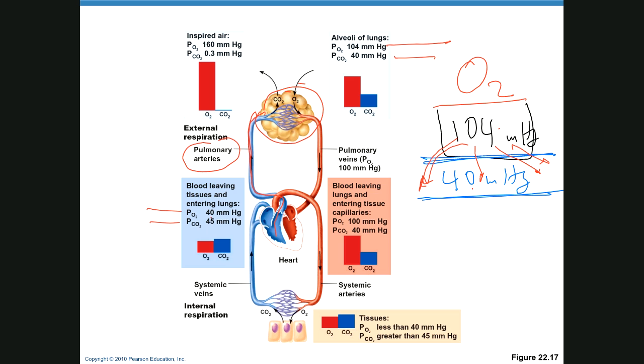So that by the time blood has left the lungs, it has 100 millimeters of mercury of oxygen. So it's completely oxygenated. Okay?